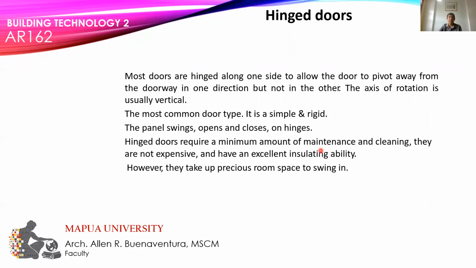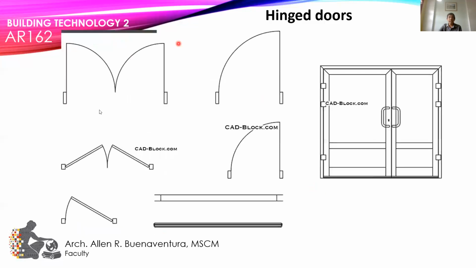So this is a hinge using a 4x4 hinge on a door jamb and attached to a door panel or a door material. Okay? So this is a plan showing the hinge door. This is the elevation of a hinge door. This is the hinge. This is a glass door, a commercial storefront glass door.